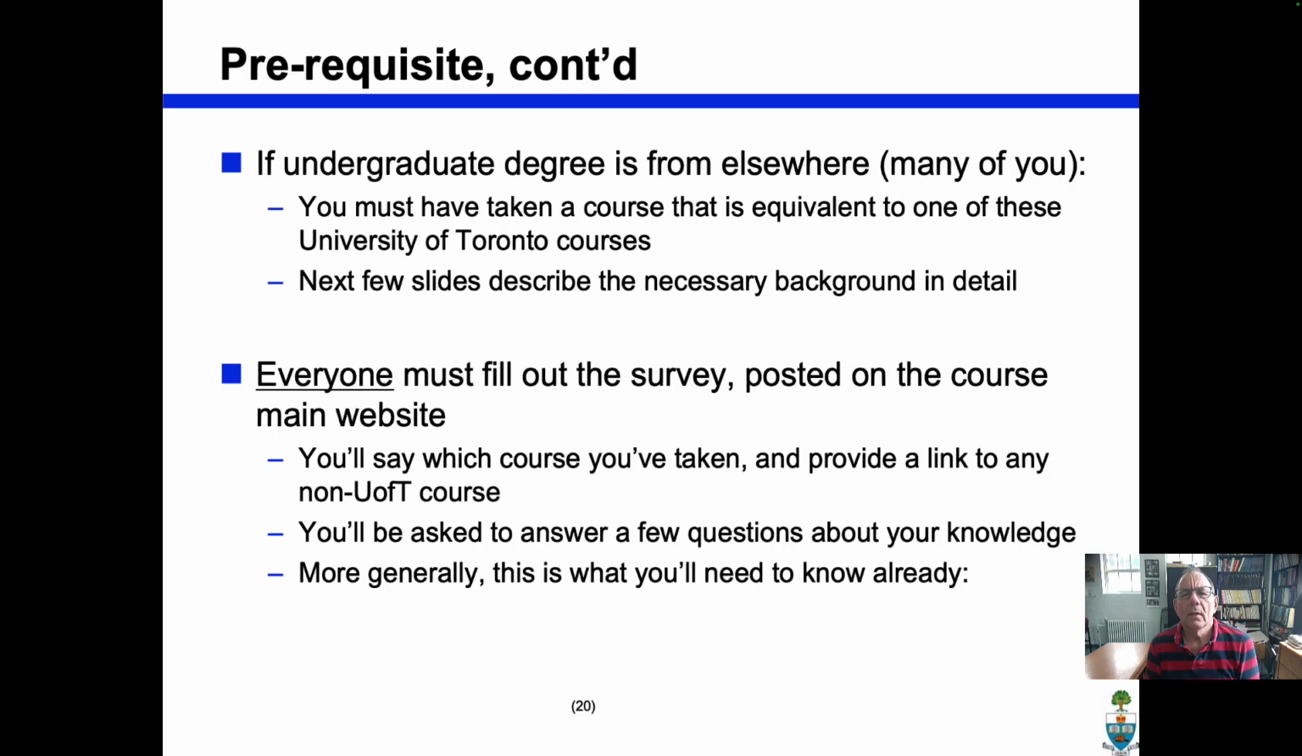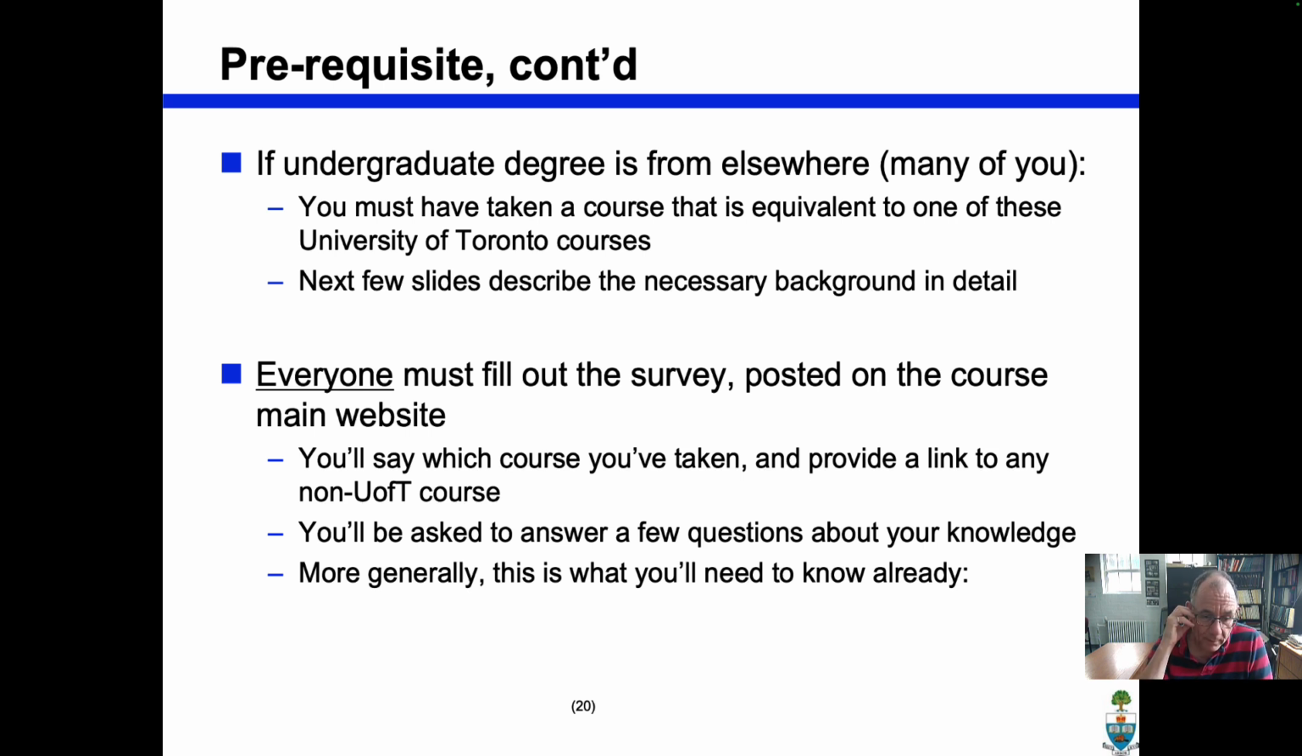If your undergraduate degree is from elsewhere, not from U of T, and that's many of you I know, you must have taken a course that's equivalent to that. And I'm going to go into detail in the next few slides about what that background is. And then I'm going to ask everyone to fill out a survey, which is posted on the course main website and elsewhere, in which you'll tell me the courses that you've taken and provide links to non-U of T courses. And I'll be asking you some questions that you'll need to answer from your own knowledge.